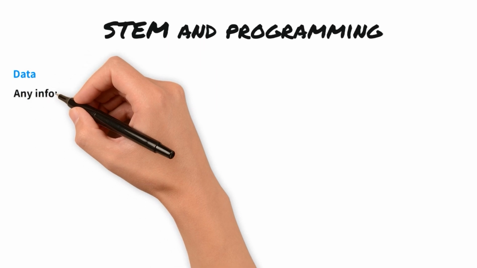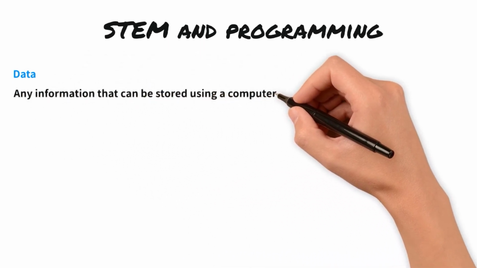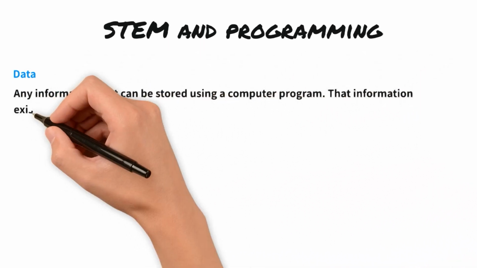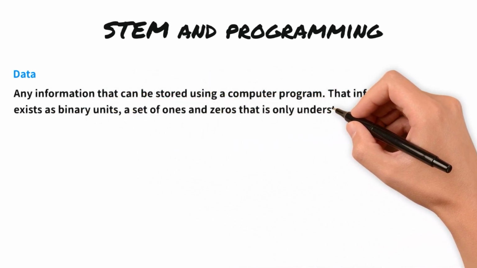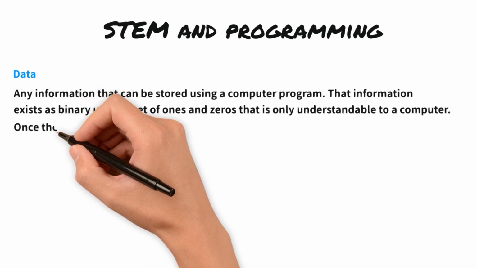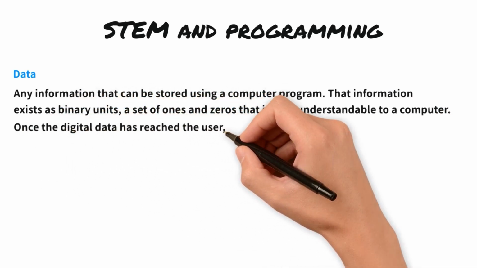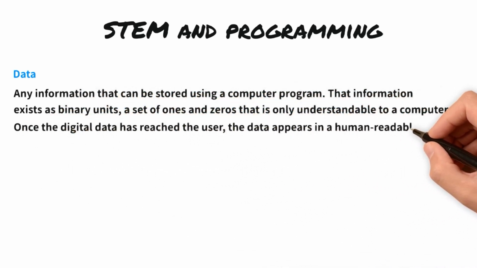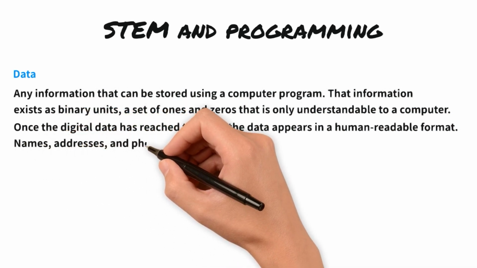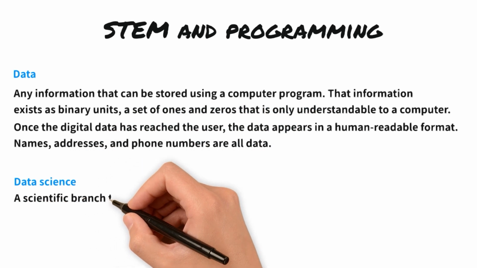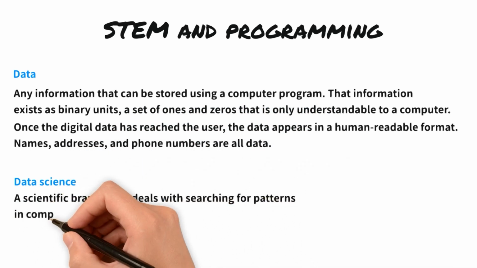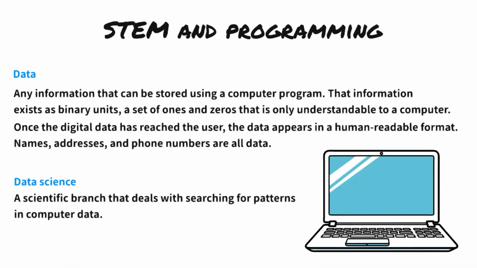Data. Any information that can be stored using a computer program. That information exists as binary units, a set of ones and zeros that is only understandable to a computer. Once the digital data has reached the user, the data appears in a human-readable format. Names, addresses, and phone numbers are all data. Data science, a scientific branch that deals with searching for patterns in computer data.